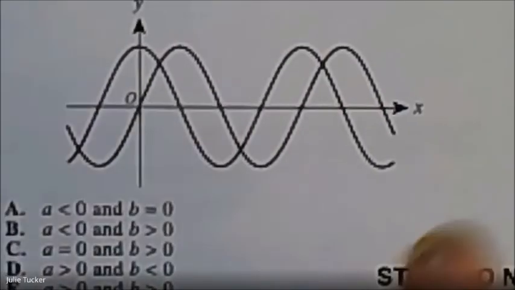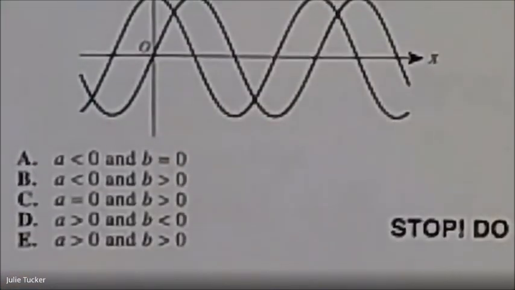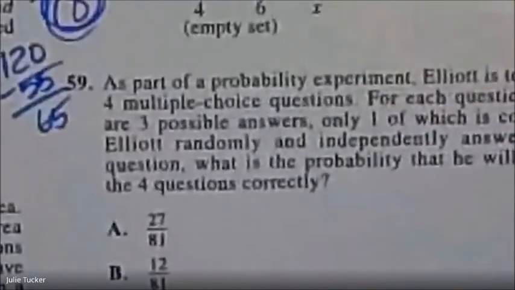Do you know what's the best letter to guess? B or C is the best letter to guess when you have to make a guess, okay? Which one do you like better, B or C? Okay. So number 58. Oh, you said C? Okay. Number 58.